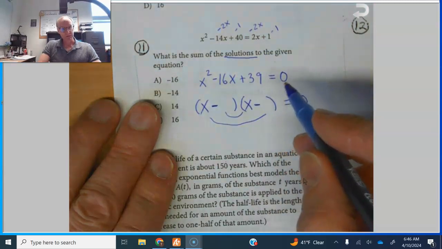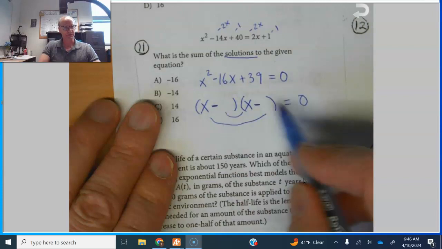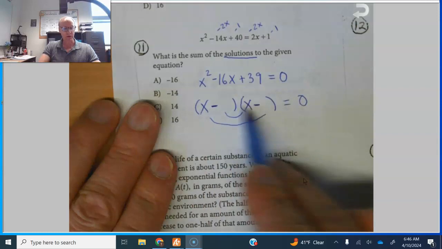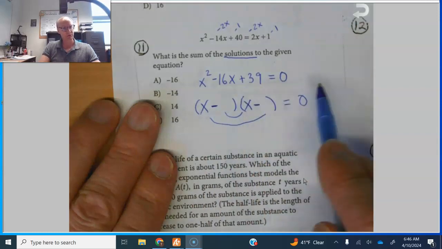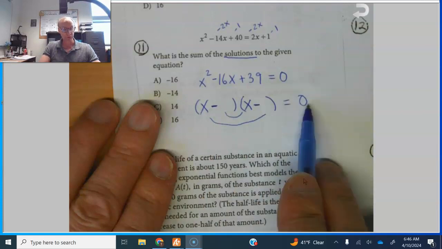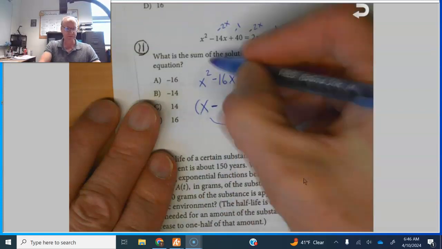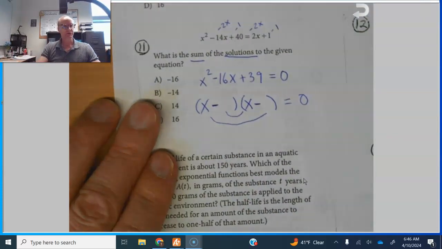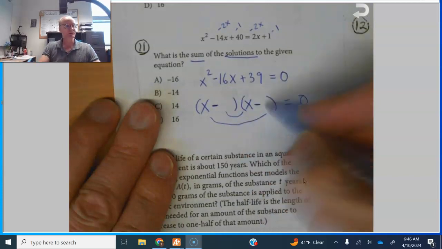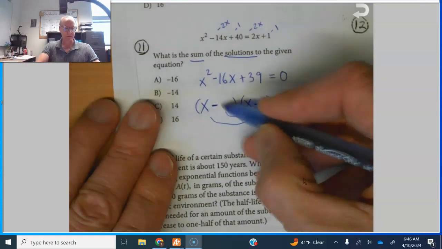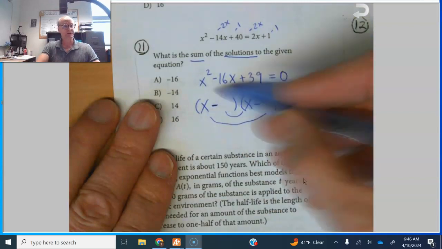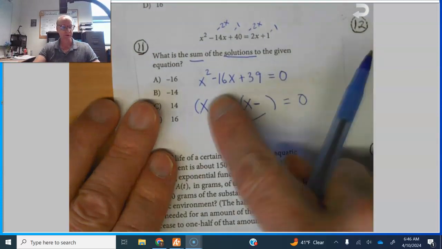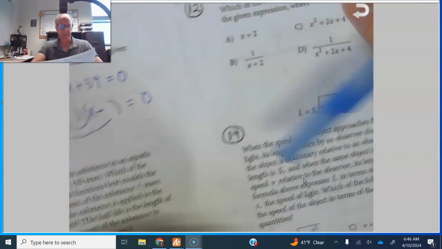Now, the solutions are not the same as the factors. The solutions will make this 0 or make this 0. And so you're going to get 2 positive numbers that will make this true. And you are supposed to find the sum of those 2 numbers. Anyway, I gave you a huge hint that the solutions are going to be positive because we know that this is going to be a minus and a minus. If you don't know why that's true, you definitely need to work on your quadratics and multiplying polynomials. These are called binomials.